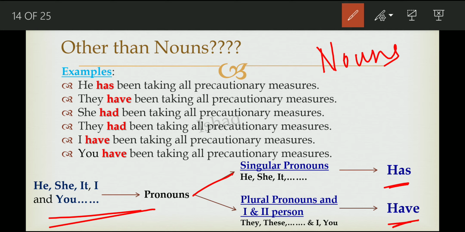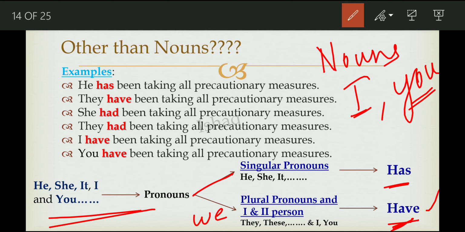So what are plural pronouns? Like we. For I, which is singular, its plural is we, and they, and these. For first person I and second person you, we always use have. These I and you are more important, because I seems like a singular, but still the first person singular also takes have, and for you we cannot say whether it's singular or plural, so we directly take have.